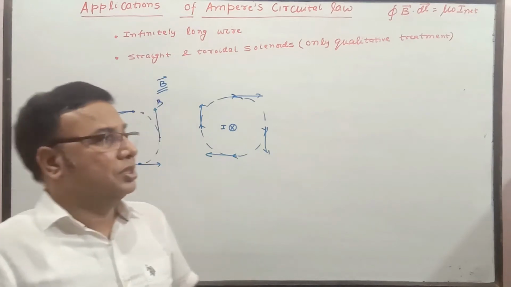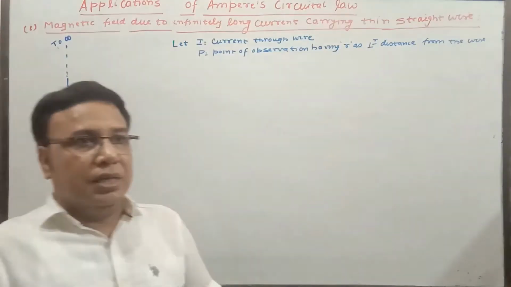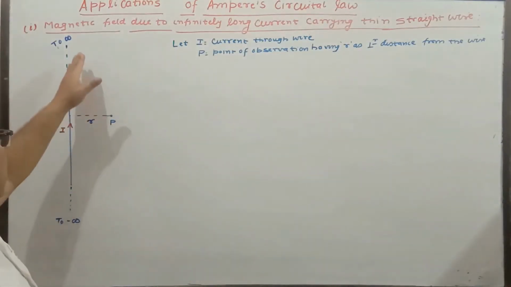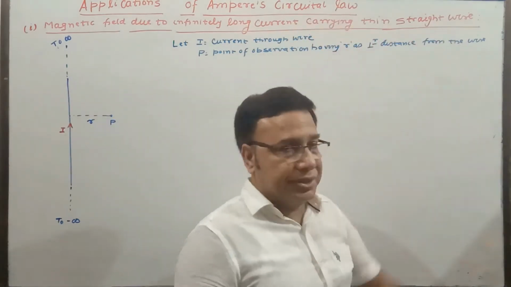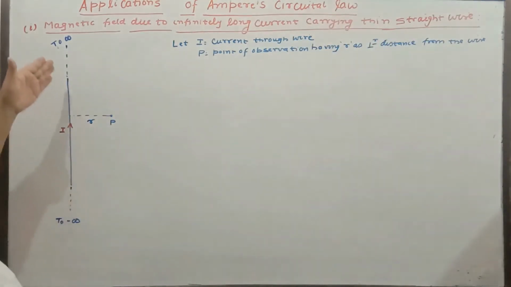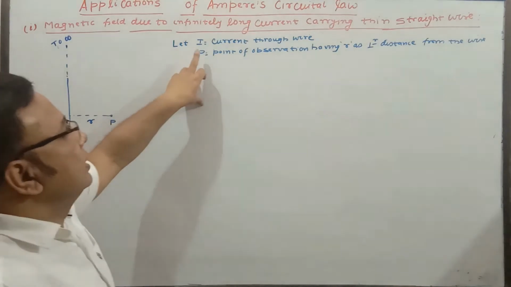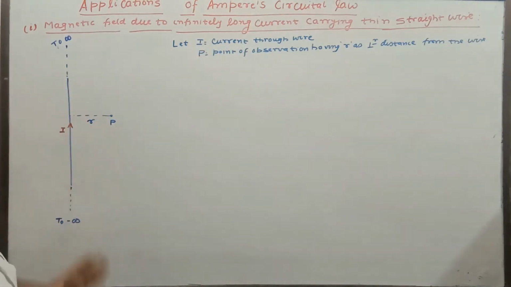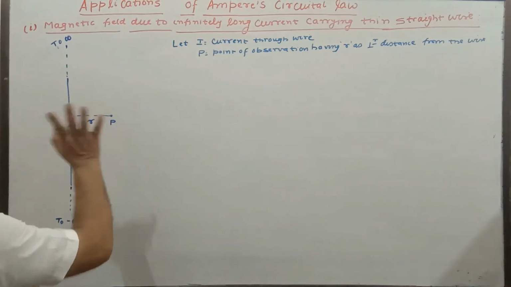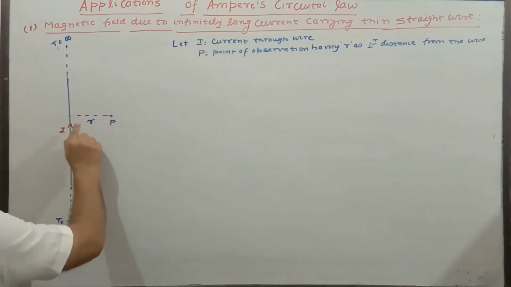So let's start with the first one, the infinitely long wire. Here we have the magnetic field due to an infinitely long current carrying thin straight wire. I have taken one wire up to infinity in both directions, carrying current I, as I had written as well. Let the current through the wire be I. This P is the point of observation where we are going to find the magnetic field. The perpendicular distance of this point from the wire is R.